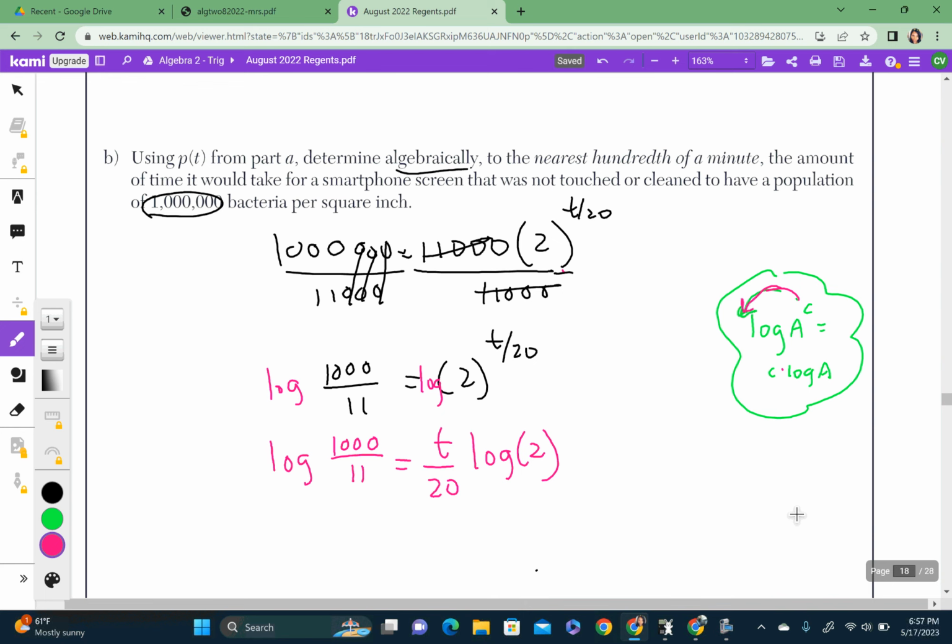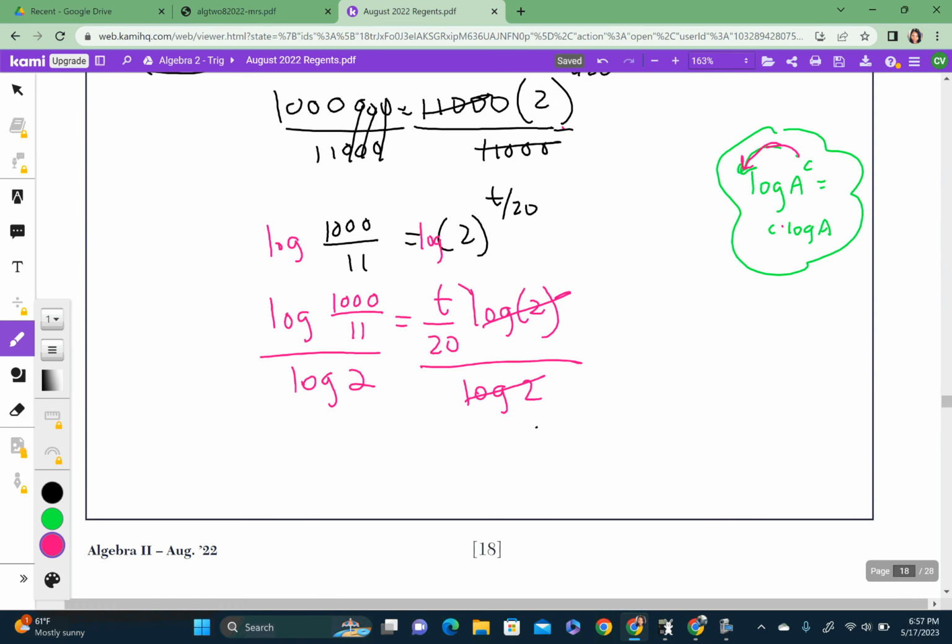So now we got to get this t by itself, right? There's a couple of things we could do at this point. We could divide both sides by log of 2, and so this cancels out. So I have t over 20 is equal to log of 1,000 over 11 divided by log of 2. And then to get rid of this divided by 20, I could multiply both sides by 20. This cancels out. And this is something that I can easily just plug into my calculator.